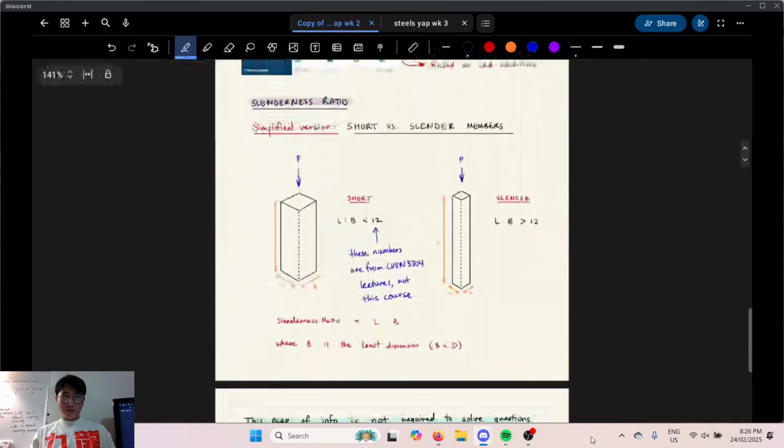Here's something which I showed in concrete, if you guys have seen the concrete yaps before. Now these numbers, keep in mind, this is not from the concrete standards.